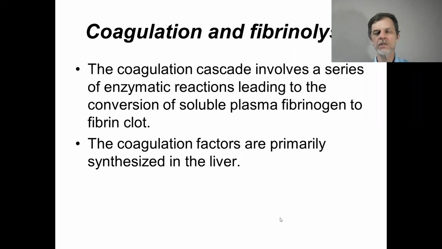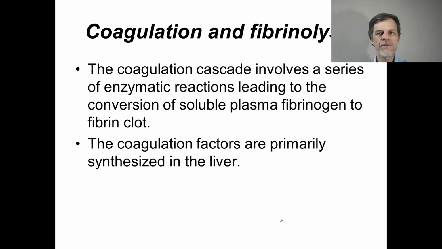Why red thrombi? Because during formation, this net made from fibrin catches erythrocytes which are present in blood. And as a result, we have a three-dimensional net filled with erythrocytes, and such a thrombus has red color due to erythrocytes. And you know from biochemistry about the coagulation cascade. The coagulation cascade involves a series of enzymatic reactions leading to the conversion of soluble plasma fibrinogen to fibrin clot. And coagulation factors are primarily synthesized in the liver.